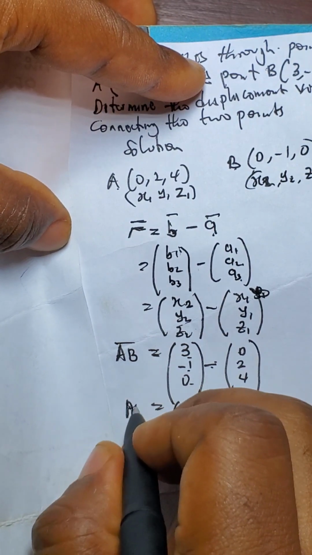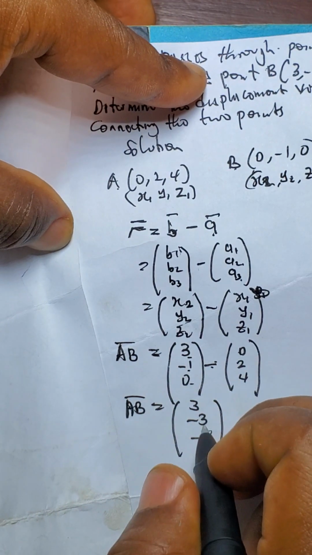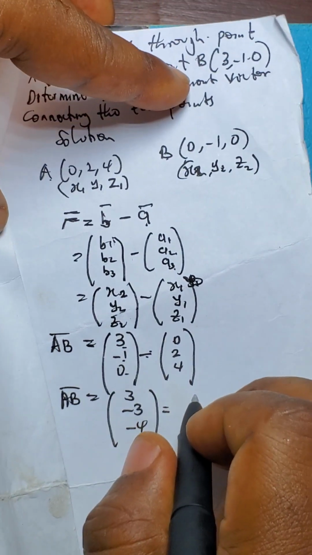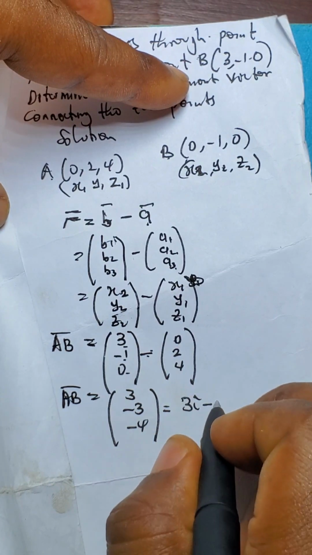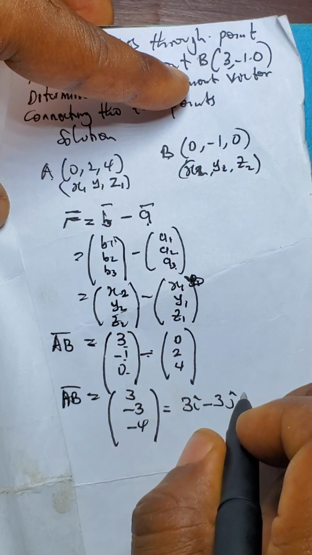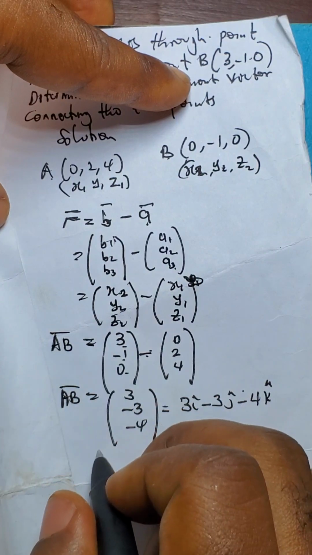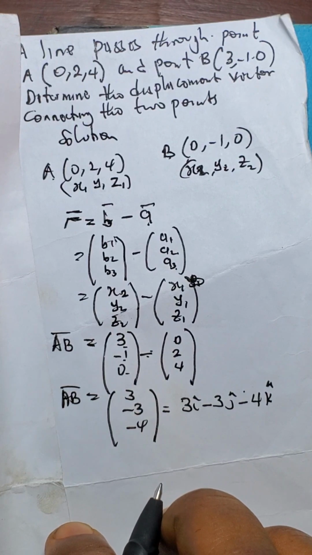So the displacement vector passing through points A and B is given as the column vector 3, -3, -4, which can be written in rectangular form as 3i minus 3j minus 4k. So that is the value for the displacement vector passing through points A and B. I believe that you've learned one or two things pertaining to this topic on vector.